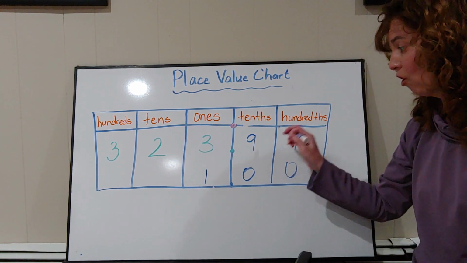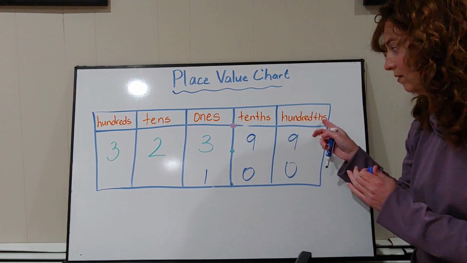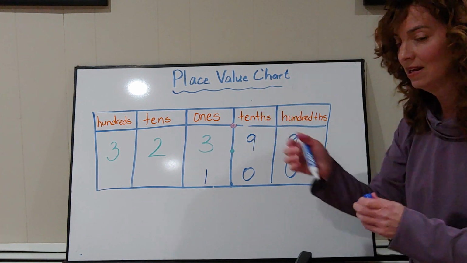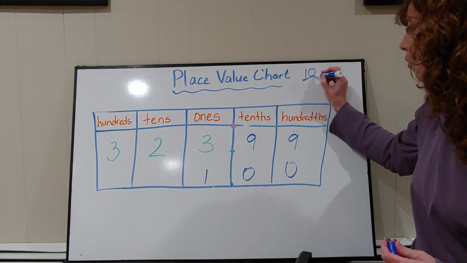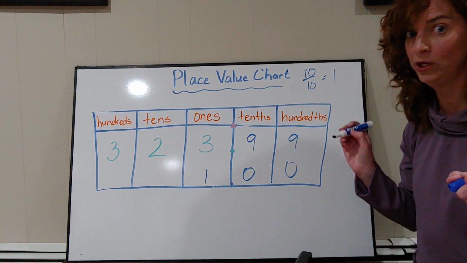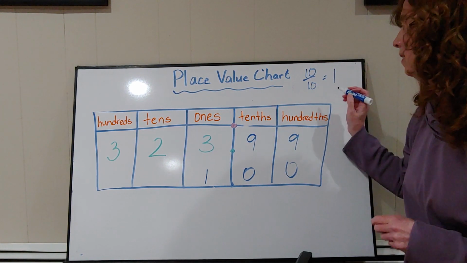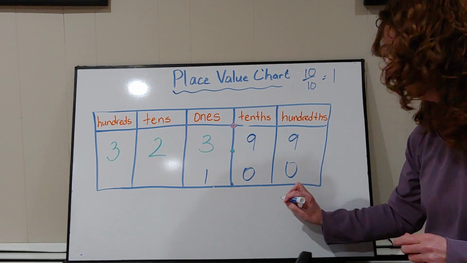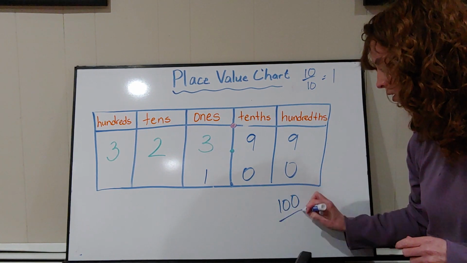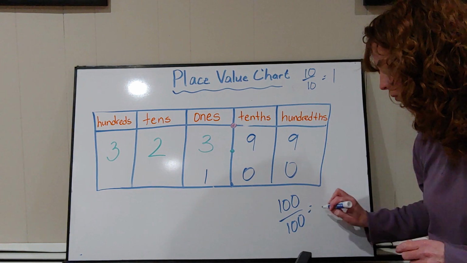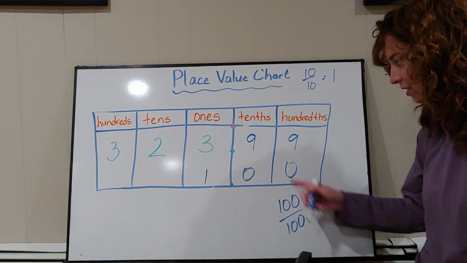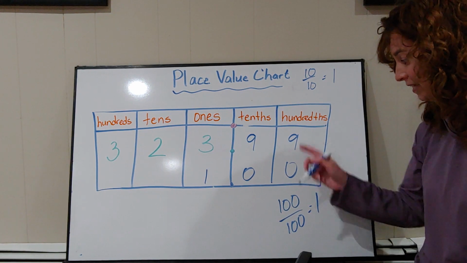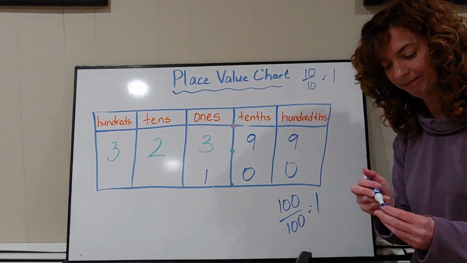So there are 100 hundredths. There are 10 tenths. 10 tenths equals 1 whole, right? 10 over 10 equals 1. We know that, right? We really practice this. And then we have 100 over 100 equals 1 whole. So if we had 99 hundredths, this is what it would look like. But since we have 100, it equals 1.